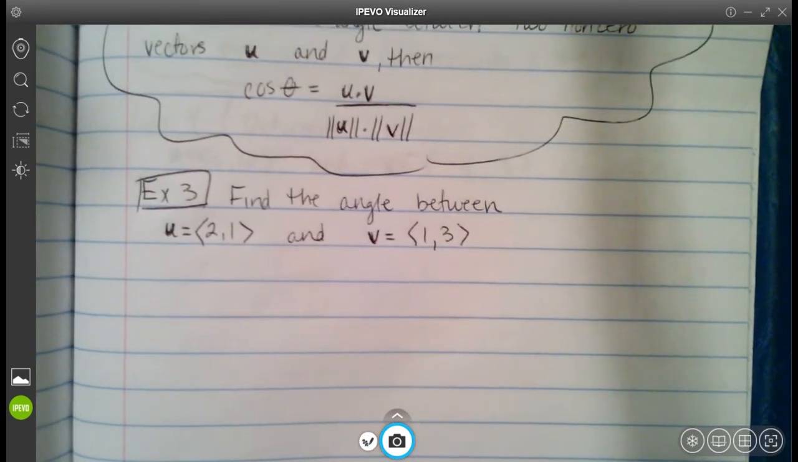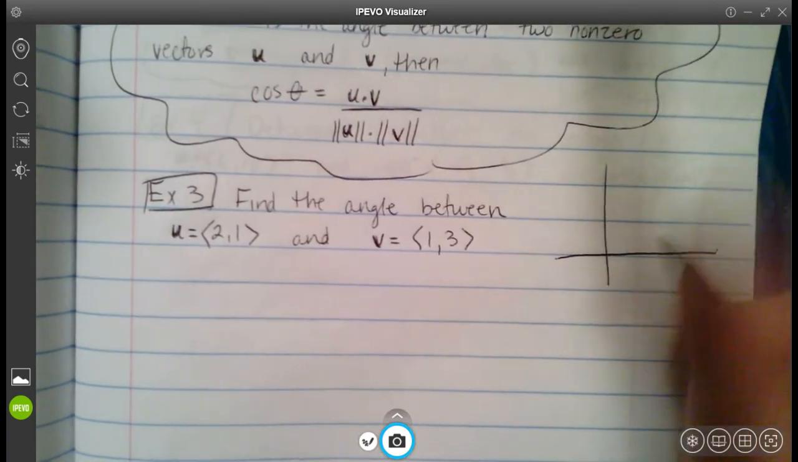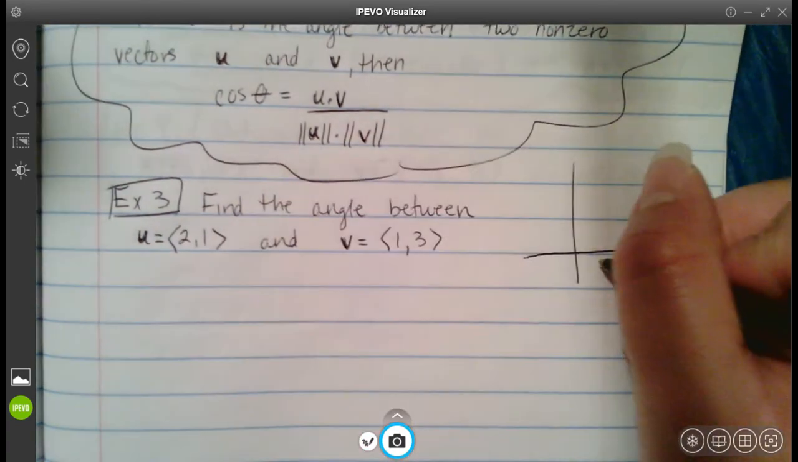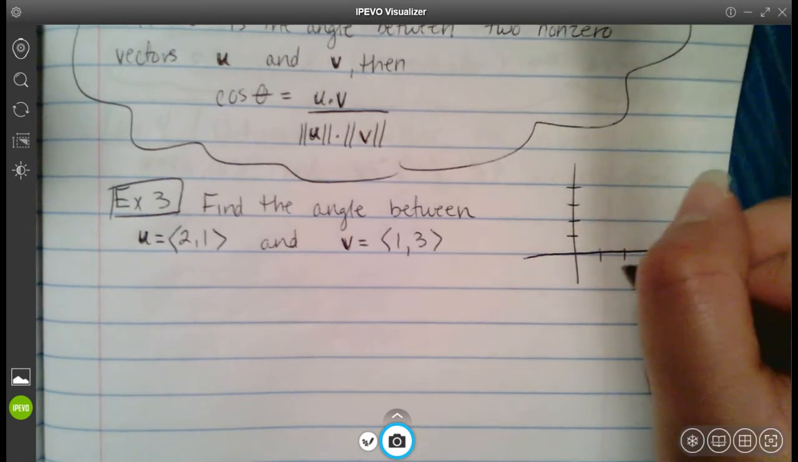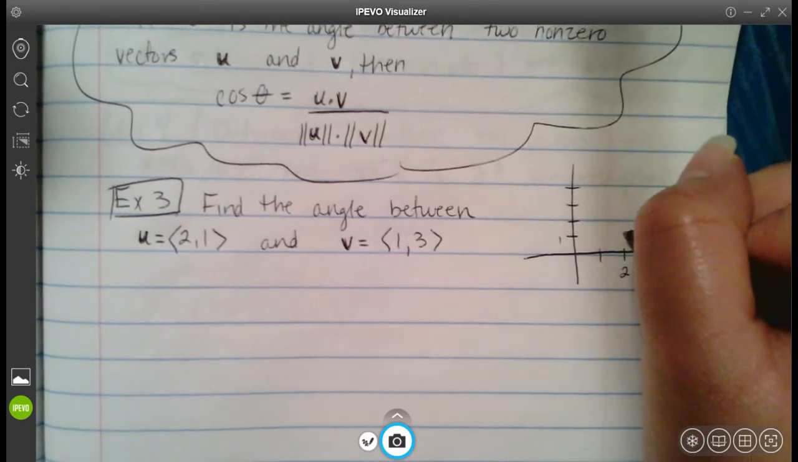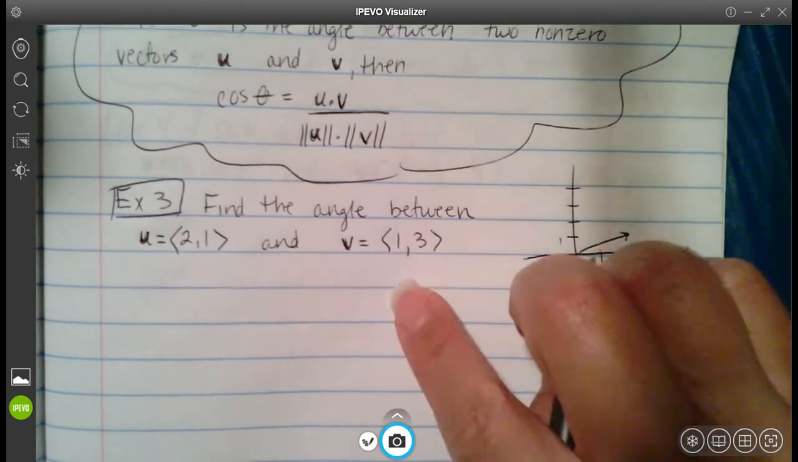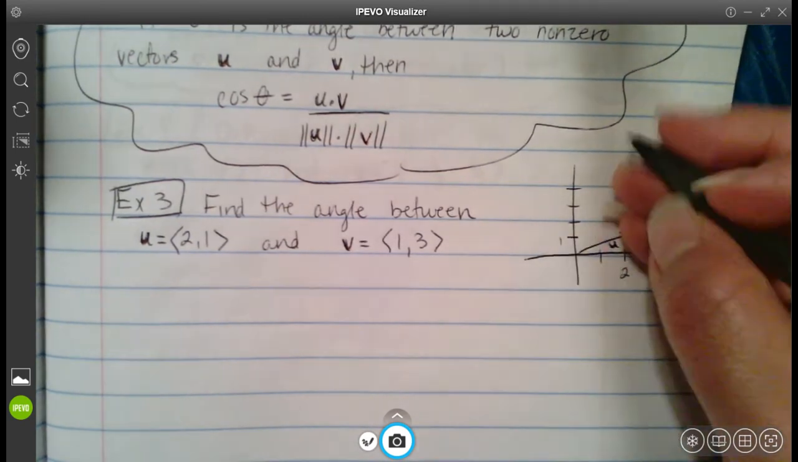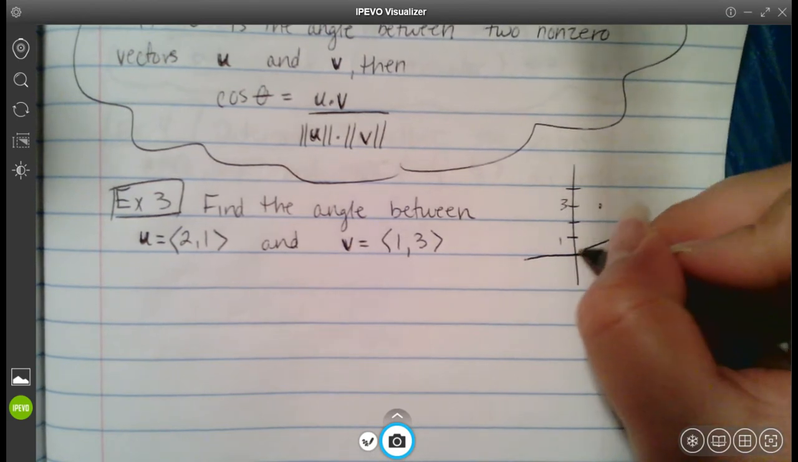So what I'm going to do here, kind of on the side, is show you what this might look like. We're not going to graph too much in this section, but I do want to show a few of them. So 2, 1 is about right here. So we have this vector right there, and this is vector u. I'm going to put the u right here. And then v is 1, 3, so 1, 1, 2, 3, about right there.